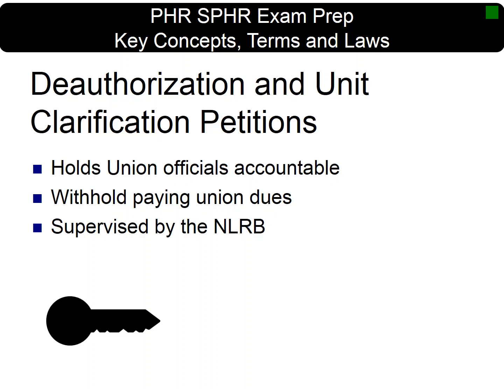In a deauthorization election, the employees do not remove the union as their bargaining agent, but they can withhold paying union dues. Deauthorization elections are supervised by the NLRB, and they can occur at any time during the life cycle of a contract and may occur annually.